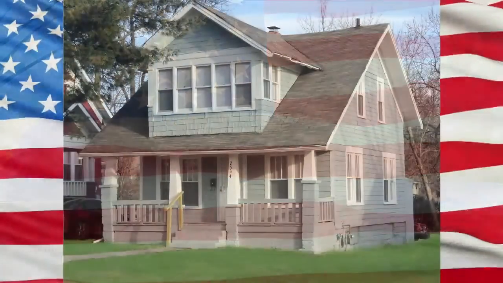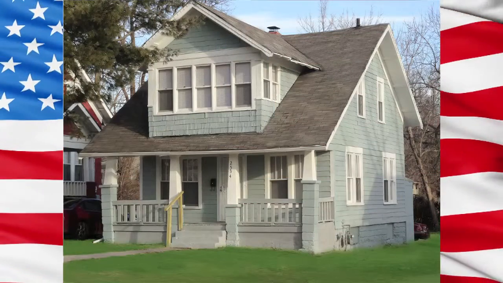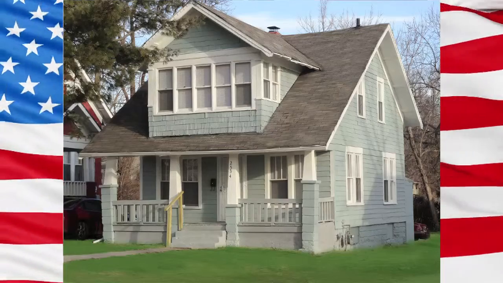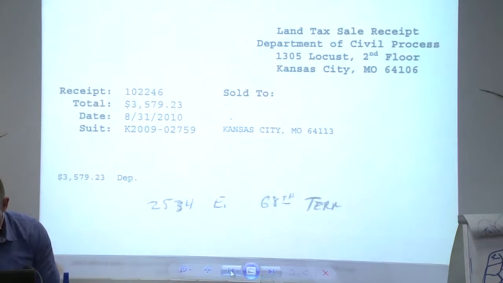Okay, here's the property. This is that one, 2534 East 68th Terrace. We just saw up there, it was 2534. So this property here, now this is post-rehab, kind of. We weren't quite done yet. But I bought that thing at the tax sale. Look, back here, this is the piece of paper they give you.